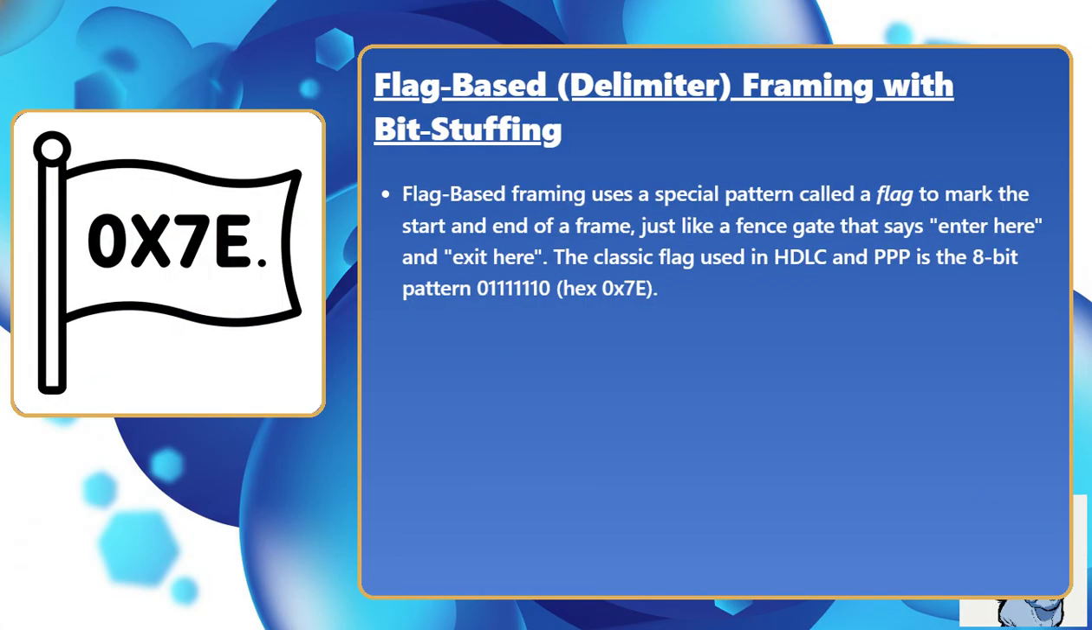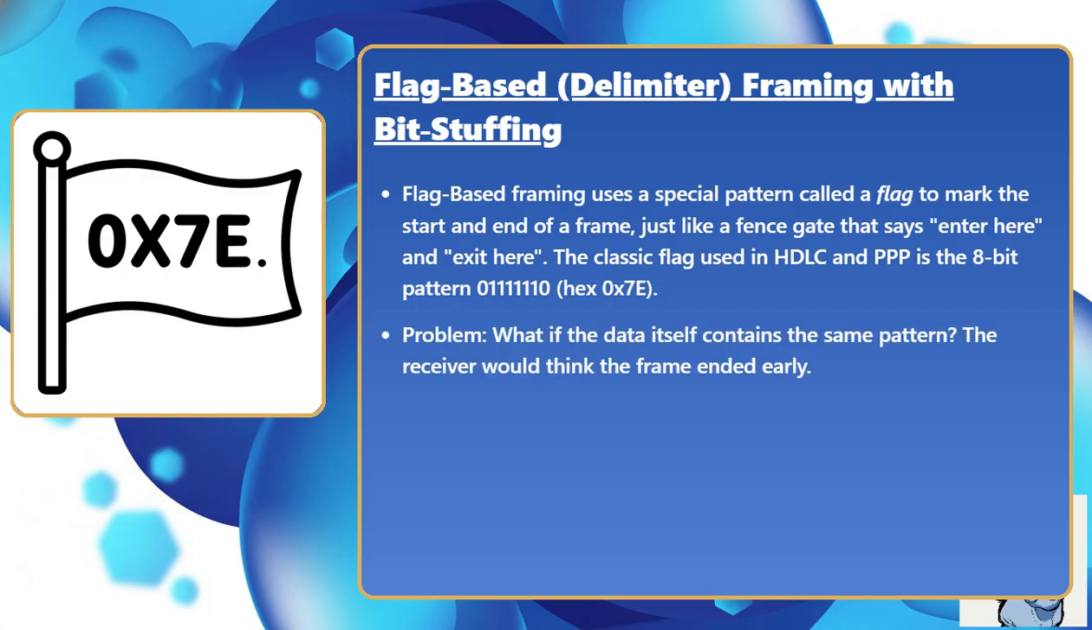Flag-based framing uses a special pattern called a flag to mark the start and end of a frame, just like a fence gate that says enter here and exit here. The classic flag used in HDLC and PPP is the 8-bit pattern 01111110, hex 0x7e. Problem: what if the data itself contains the same pattern? The receiver would think the frame ended early.